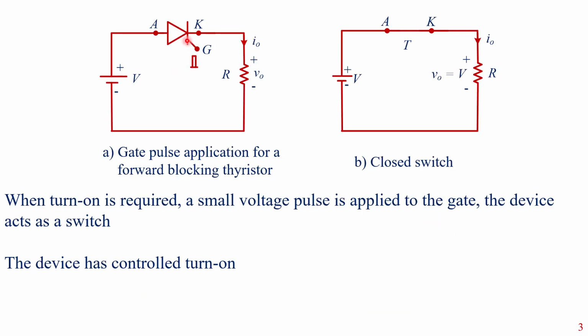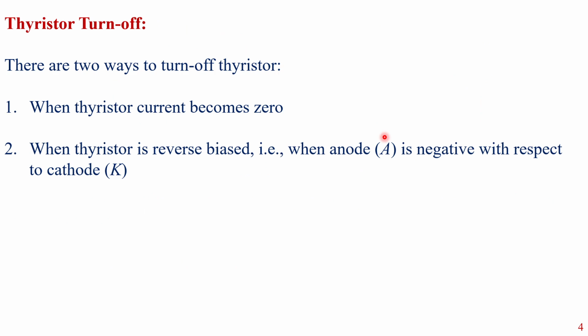Whenever turn on is required, a small pulse is applied to its gate, and thyristor is switched into conduction and acts as a switch. The load is subjected to source voltage. Compared to diode, thyristor has a controlled turn on. Once thyristor is turned on and the required power is transferred to the load, the thyristor can be turned off.